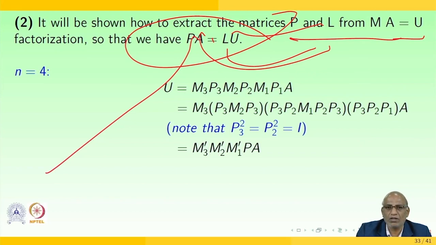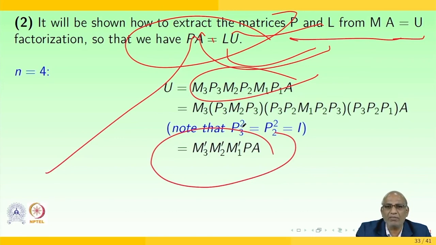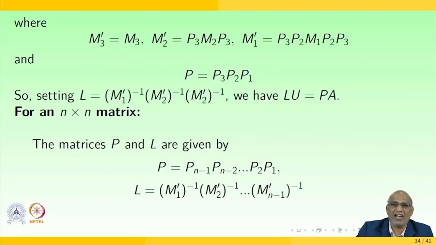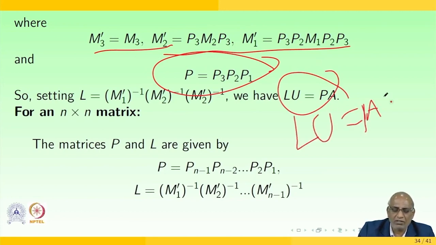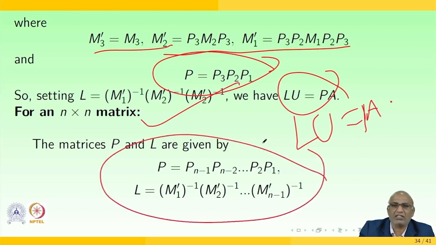So for n equal to 4, we can write this as M3 P3, M2 P2, M1 P1. By noting that P3 squared and P2 squared is 1, we will end up with M3 prime, M2 prime, M1 prime, P into A, where, as discussed, M3 prime is M3, M2 prime is P3 M2 P3, etc., and P is nothing but the product of three matrices. Letting M1 prime inverse times M2 prime inverse, we get what we call LU is equal to PA. For n by n matrices, this boils down to P equal to P1, P2, P3, etc., and L is nothing but M1 prime inverse, M2 prime inverse.